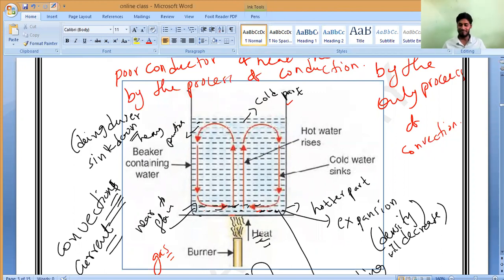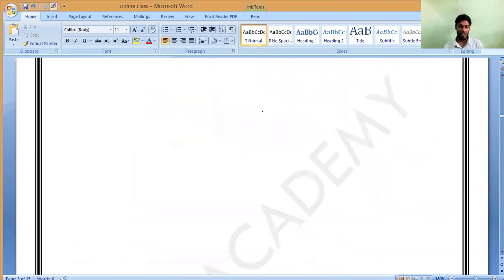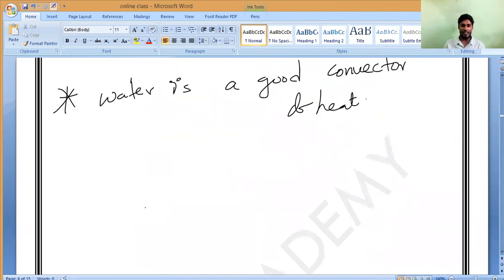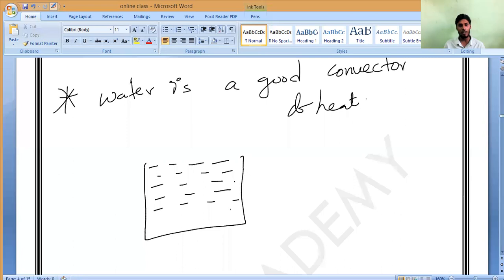Now observe very carefully. Suppose I start heating the particles present at the top, from the top, not the bottom. If I am heating the bottom, what is happening? Lighter particles go upwards and denser particles come downwards. Yes or no?